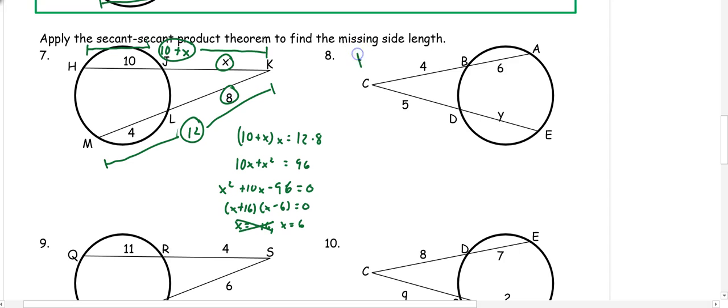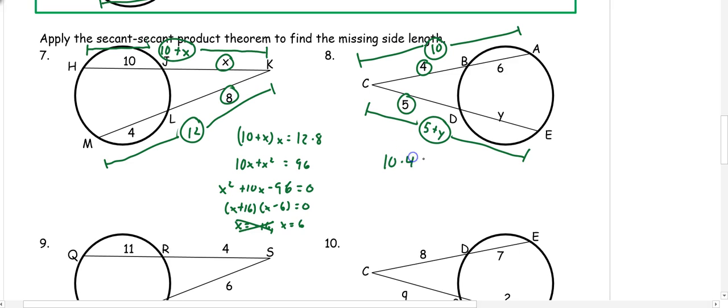In number 8, the whole length of the top secant is 10, and the whole length of the bottom secant would be 5 plus y. So again, we're going to do the whole times the outside for both secants. So we get 10 times 4 equals 5 plus y times 5. So we get 40 equals 25 plus 5y. We can subtract 25 from both sides. We get 15 equals 5y. When we divide by 5, y equals 3.